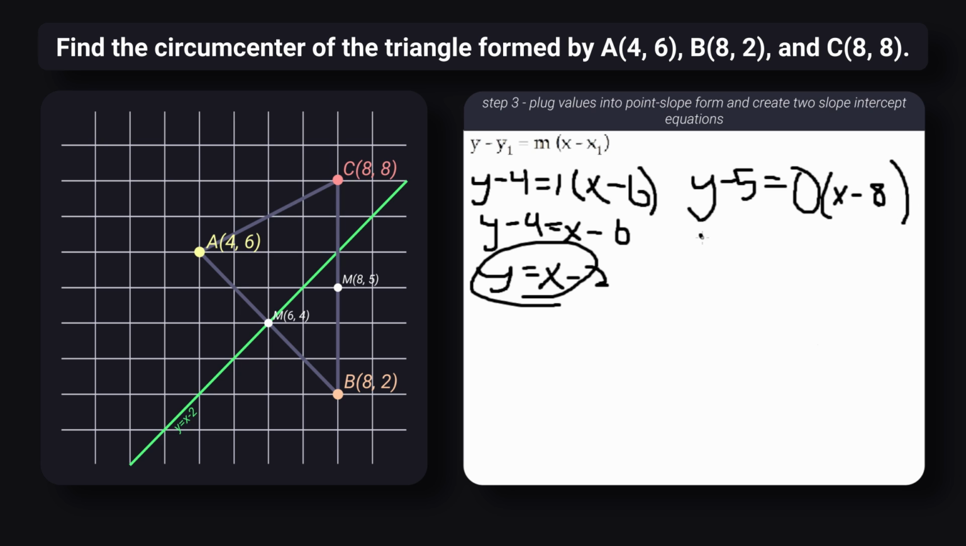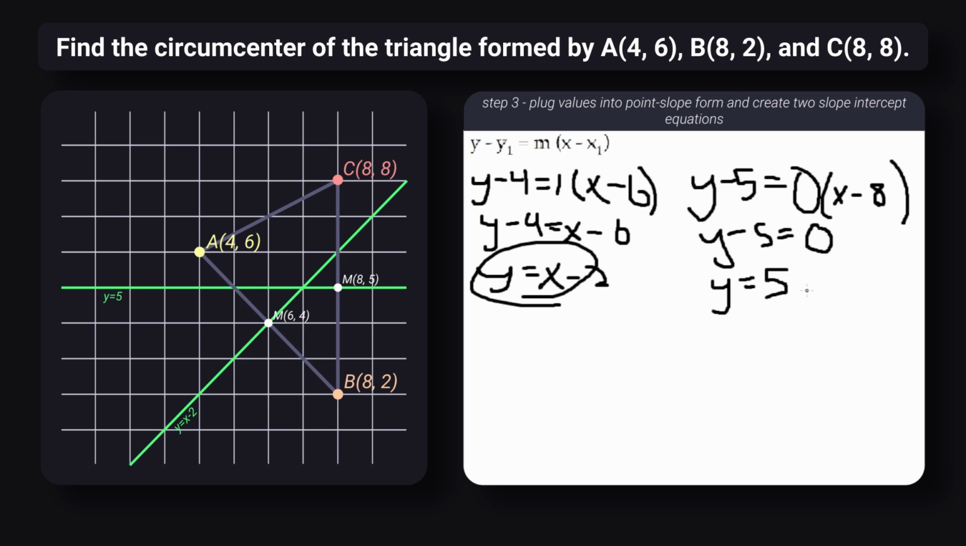And once again, we just go through all the steps. So y minus 5, and since it's 0, everything that is distributing to will just be 0. So it'll just be a big whole 0. So let's put 0 here, and now we'll just move 5 to the other side. So y is equal to 5.